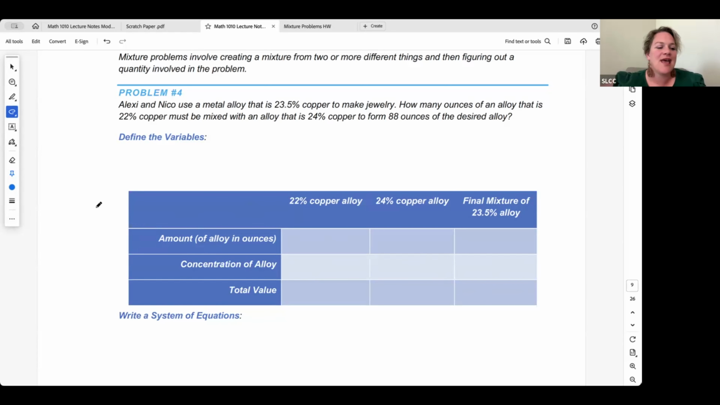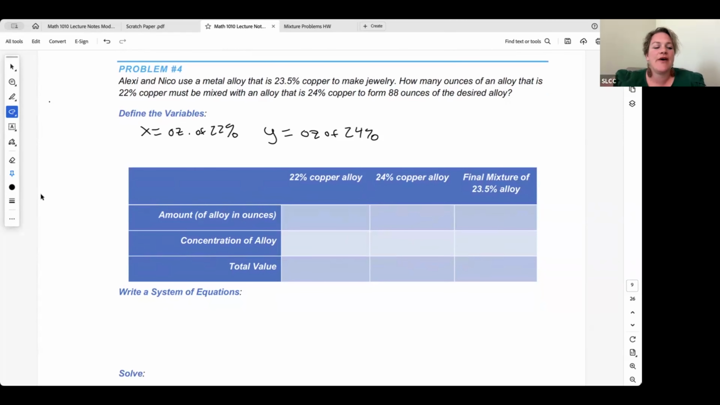Okay, step 1, let's define those variables. So we'll let x be the physical amount, the ounces of the alloy that is 22% copper, which must be mixed with an alloy that is 24% copper. So y will be the ounces of the 24% copper. Okay, so step one, we've defined our variables. Next, we can write our system of equations.